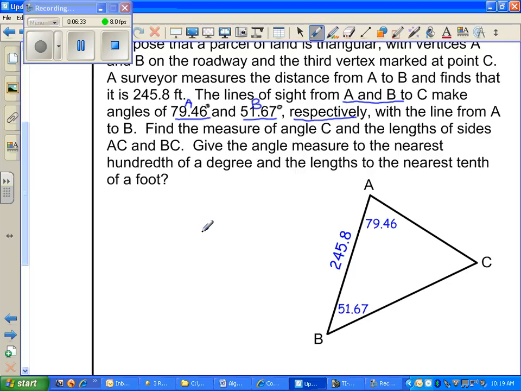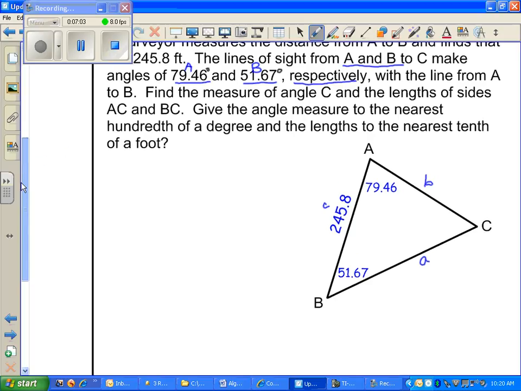Find the measure of angle C and the lengths of the sides AC and BC, and I'm going to name them. Across from B would be lowercase b, across from A would be lowercase a, across from C, this is lowercase c there, just to help me out when I use my law of sines. So find the measure of the angle and find the missing sides. Give the angle to the nearest hundredth of a degree and the length to the nearest tenth of a foot. So our angle is going to have 2 decimal places and our lengths are going to have just 1 decimal place.